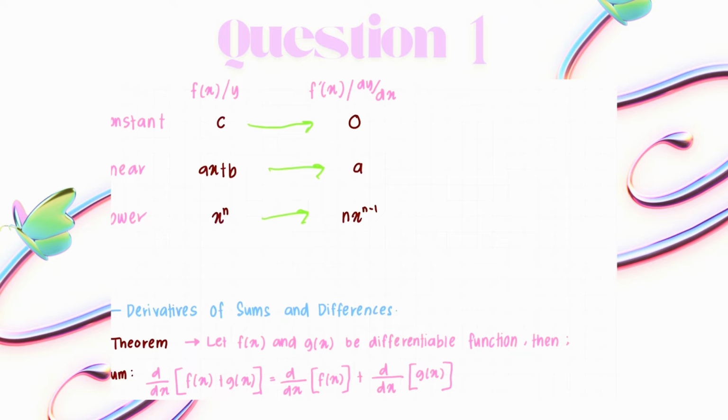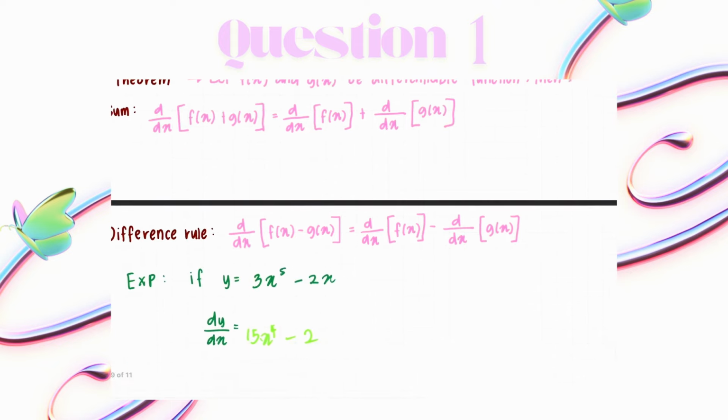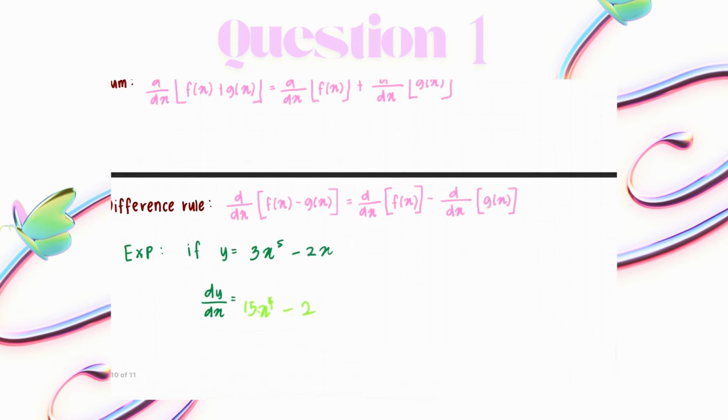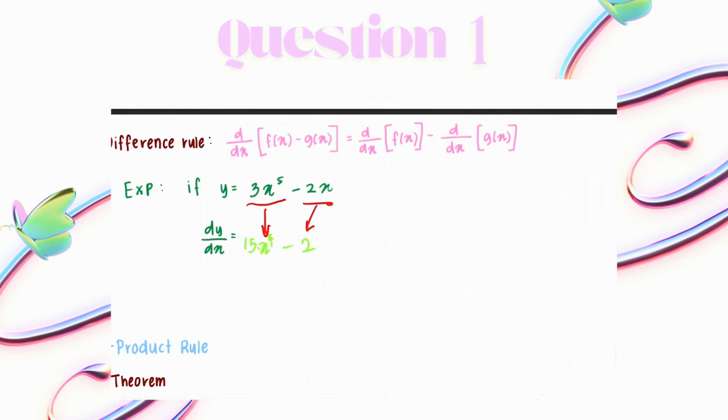Next, we have derivative of sum and difference. In theorem, let f(x) and g(x) be differentiable functions. It's like we differentiate each term separately. So for example, if y equals 3x^5 minus 2x, we differentiate 3x^5, differentiate 2x.